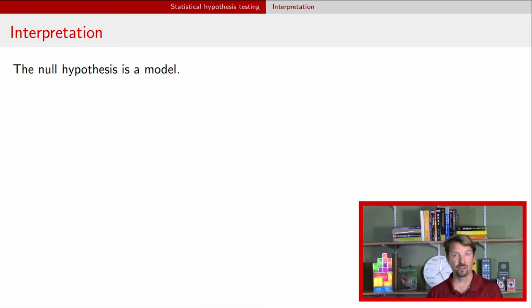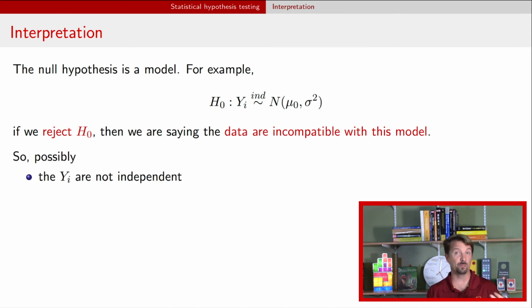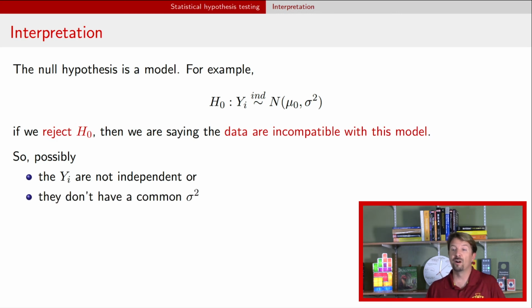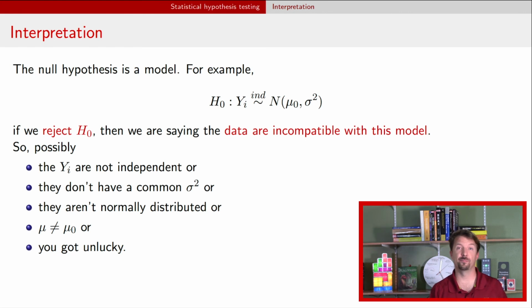So just as a reminder, the null hypothesis is in fact a model. So in our case, it's the normal model with independent observations with a mean that is exactly that value mu naught and a common variance. And so if we reject the null, what we're saying is that the data are incompatible with this model. So what does that mean? Well, that means a few things could be wrong. It means that possibly the data are not independent, possibly they don't have a common variance, possibly they aren't normally distributed, possibly the mean is not equal to the hypothesized value, or you got unlucky.